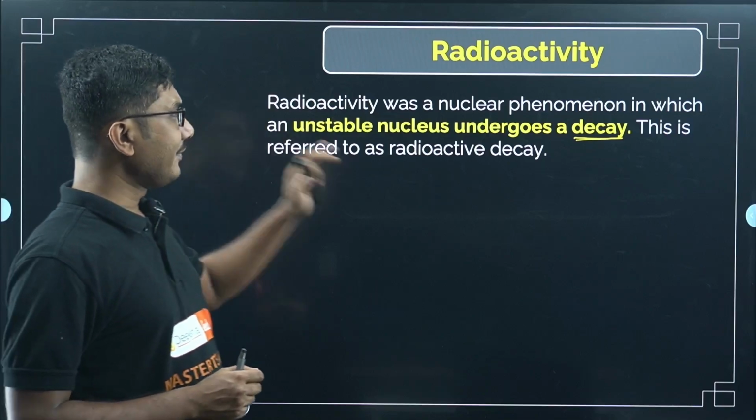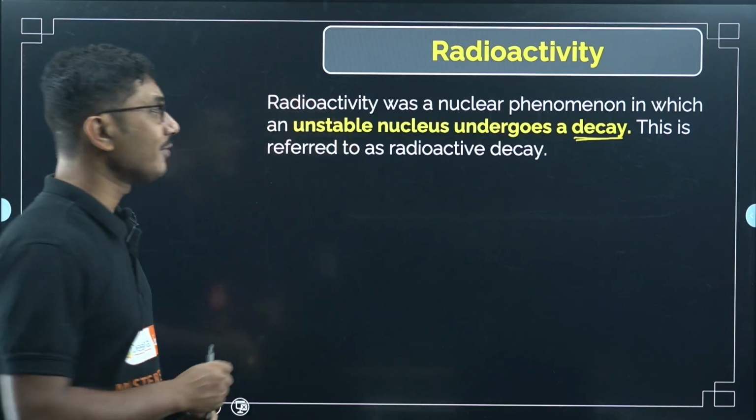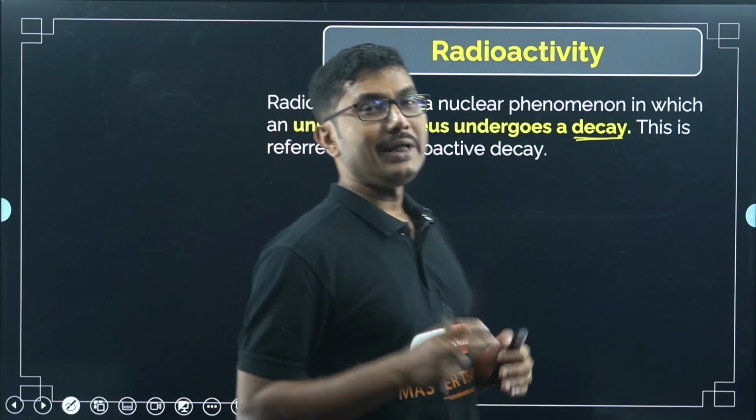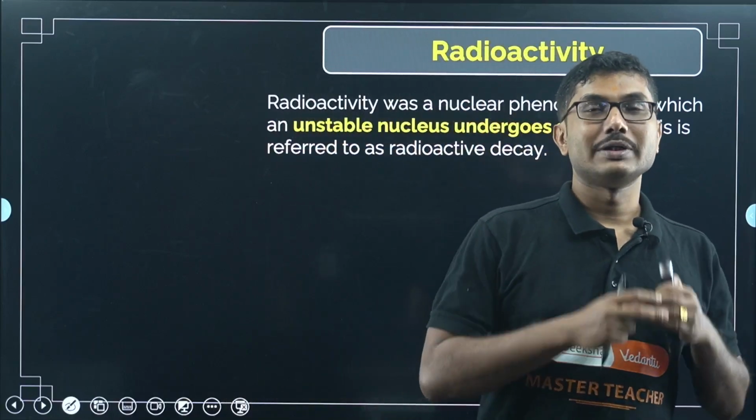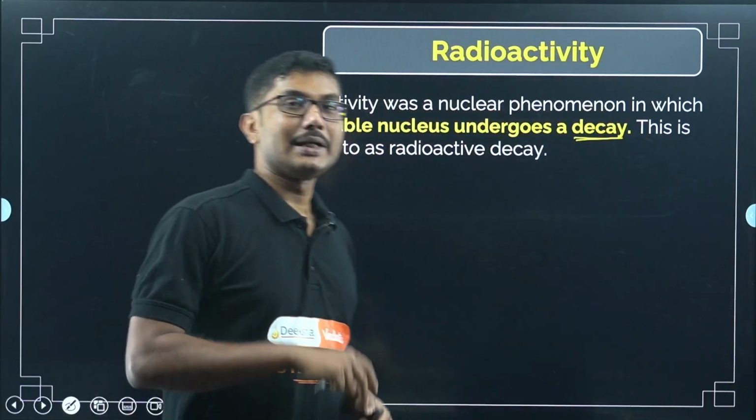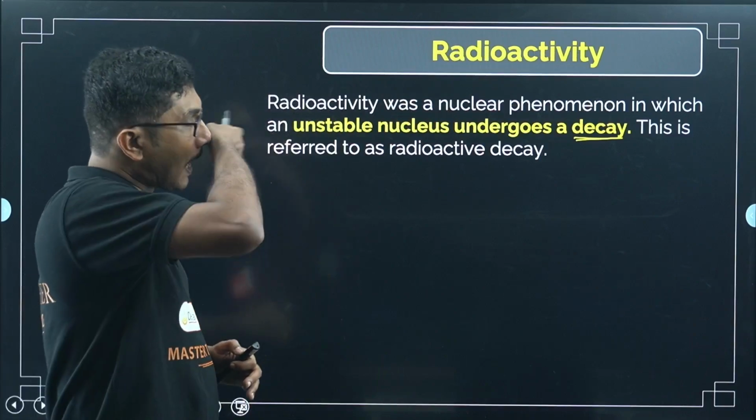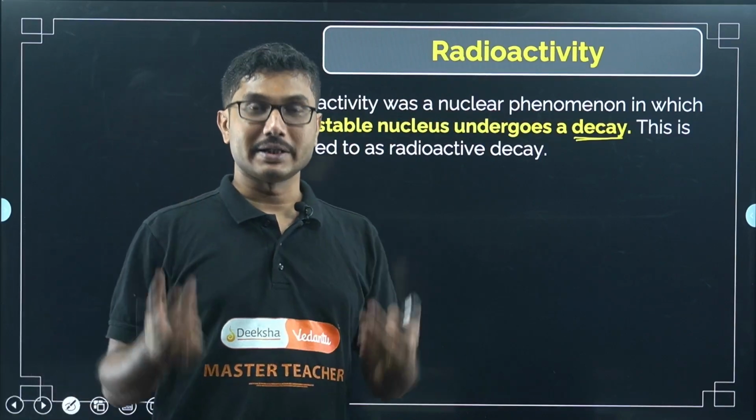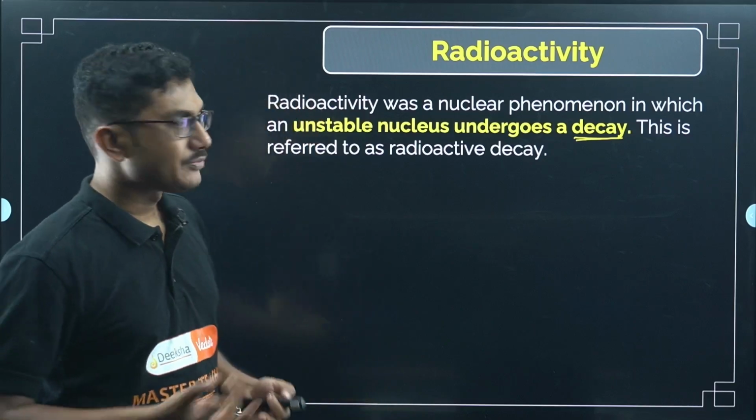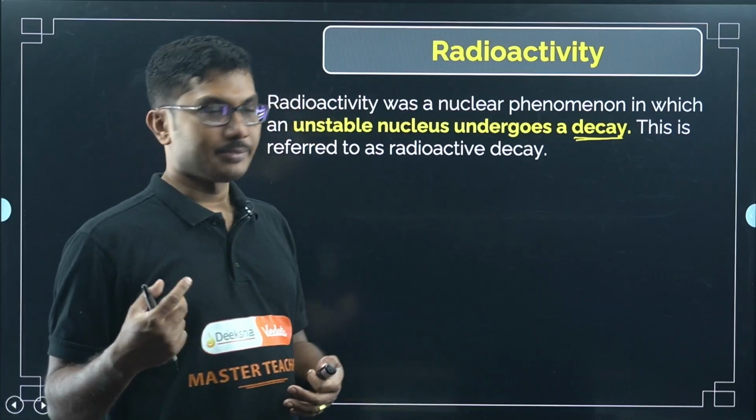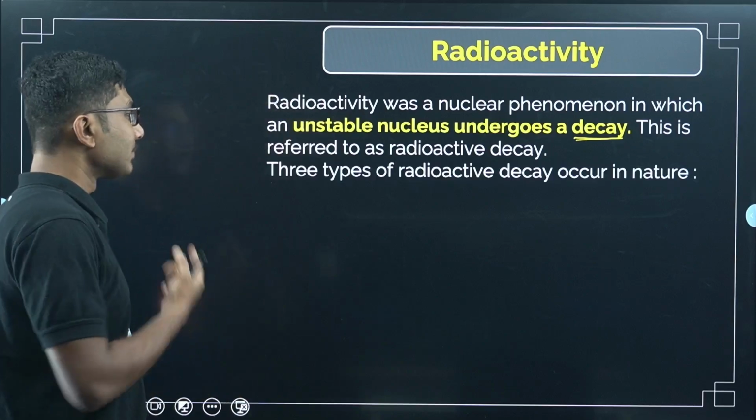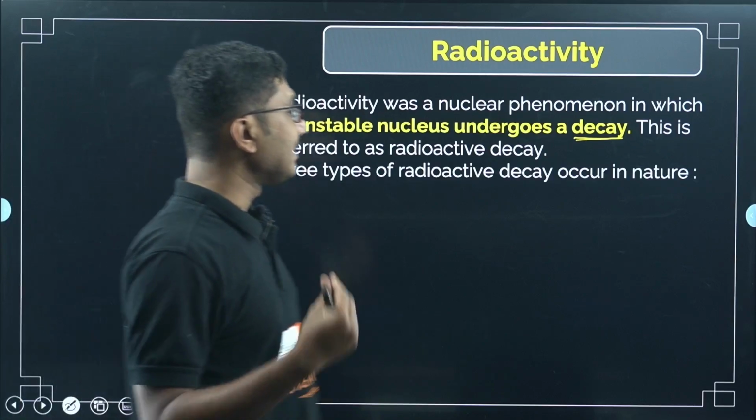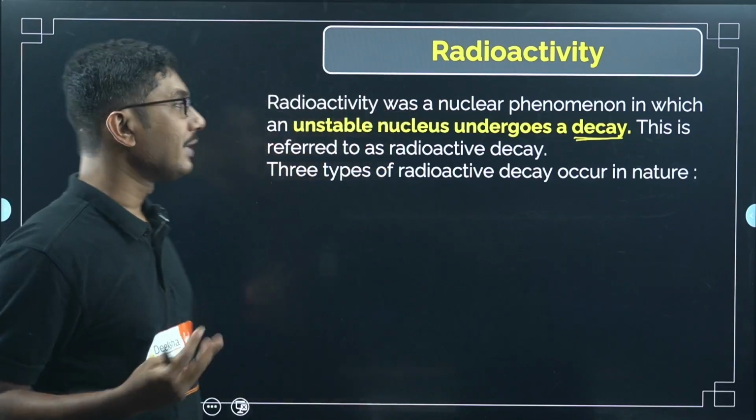Now, radioactivity is a nuclear phenomenon. What is the meaning of that? The nucleus slowly decomposes, slowly loses its shine, and it gives you a new material. Sometimes it gives you a new material, sometimes it just gives you a lower energy material, a lower energy nucleus. Now, three types of radioactive decay occur in nature. There are three different types of decay.